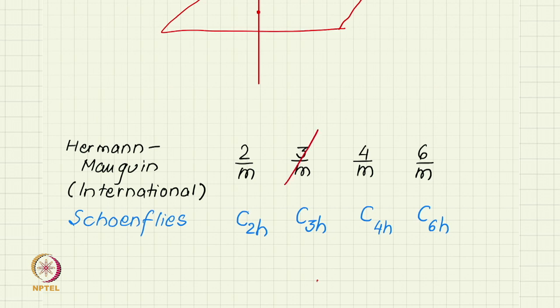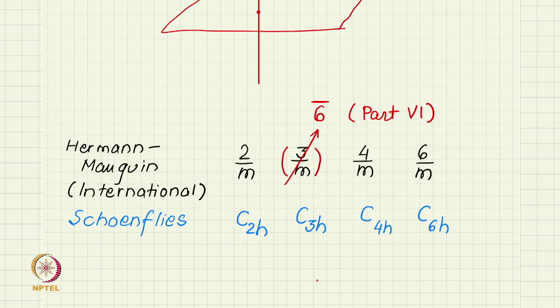But what we will see is that 3 by m actually becomes the same thing as 6 bar. So, there is no such notation 3 by m in Hermann-Mauguin notation. It is considered to be 6 bar, which we have already met when we were discussing the monoaxial roto-inversion groups. This was discussed in part 6. However, Schoenflies keeps the notation C3h.